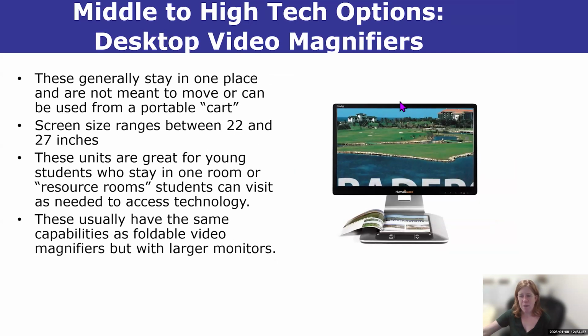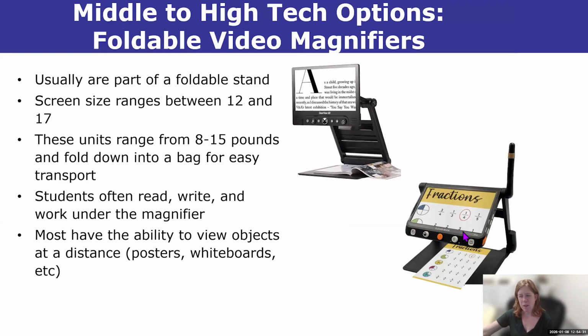There are giant magnifiers. These puppies you don't want to put in your backpack, but these guys up here will fold down and can be carried from class to class. Students can write underneath them. They have distance cameras. This camera is right here. This one, the distance camera, kind of points outwards towards things, so they could read the board.